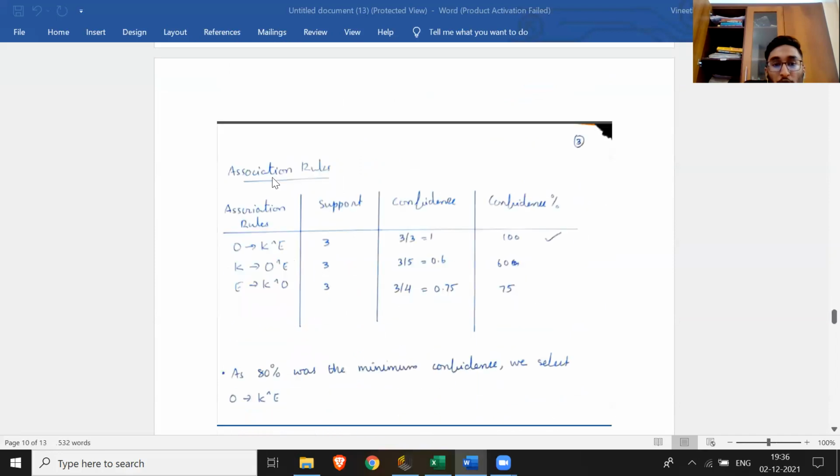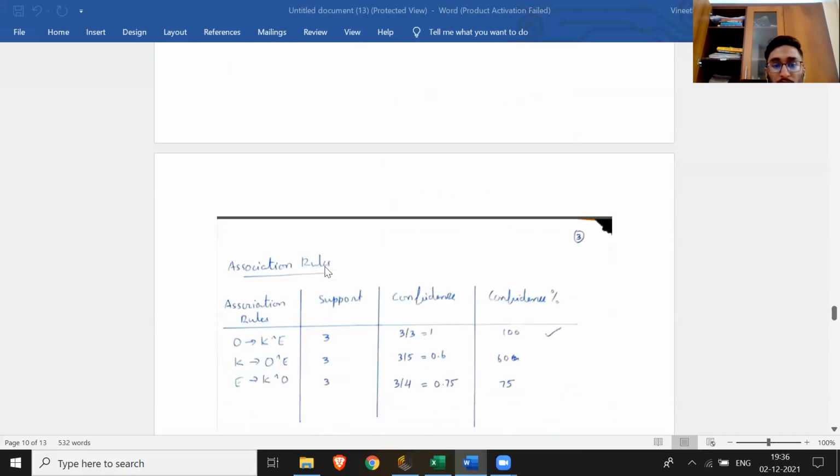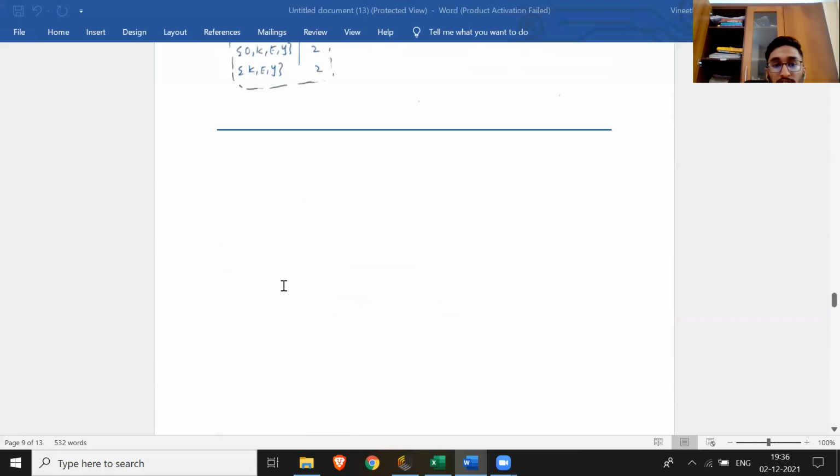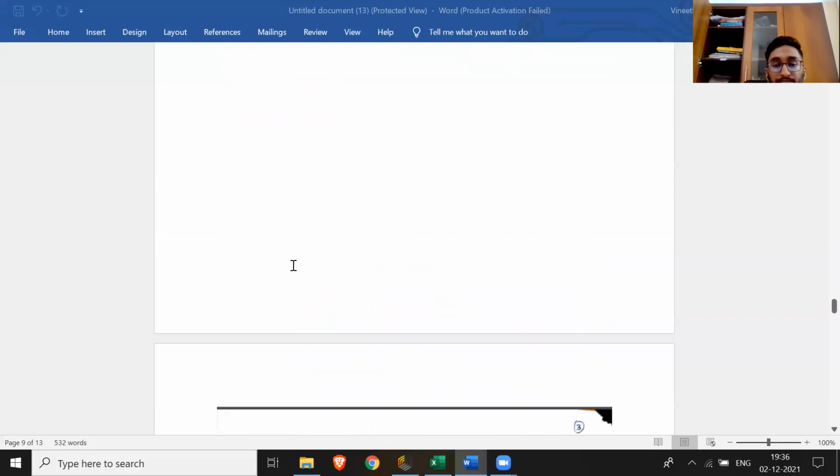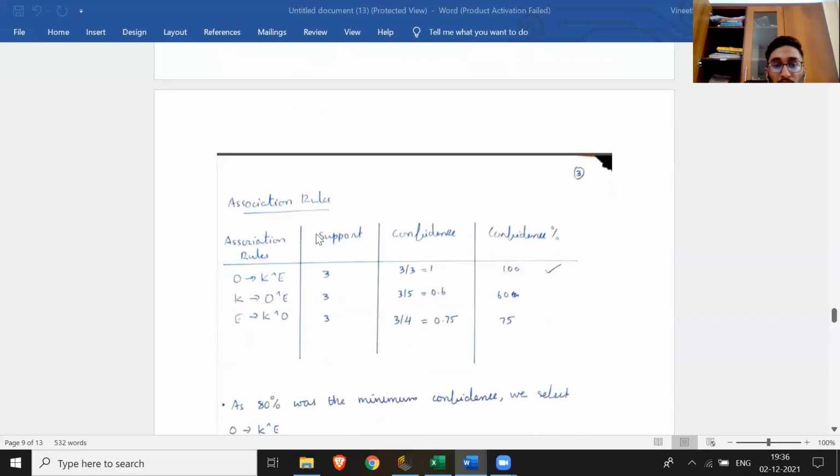And we form the association rules for that particular transaction, which is OKE, and the support is 3. We check for O in K and E, K in O and E, and the letter E in K and O. So we find the confidence values for these rules. Confidence here is the total support of the item set divided by the support of the antecedent.